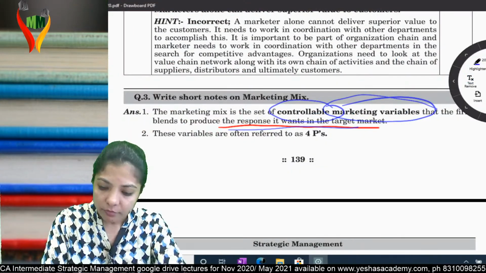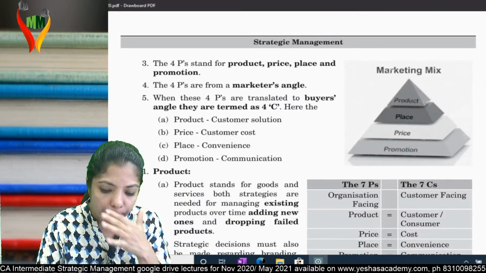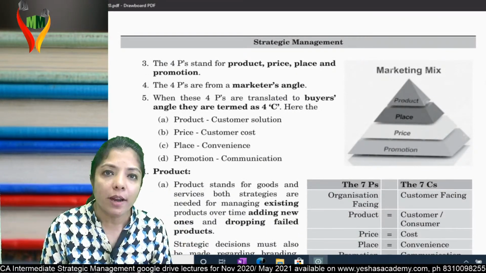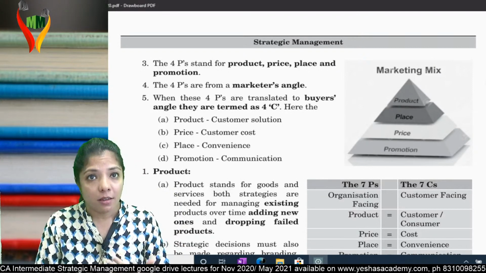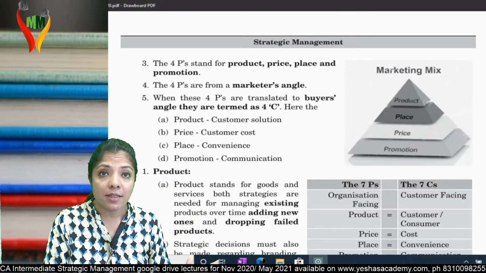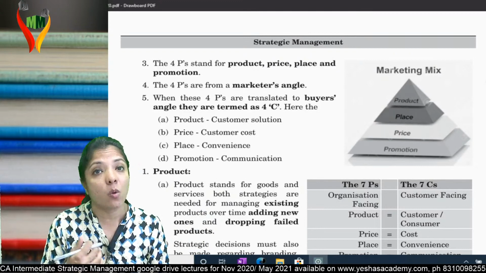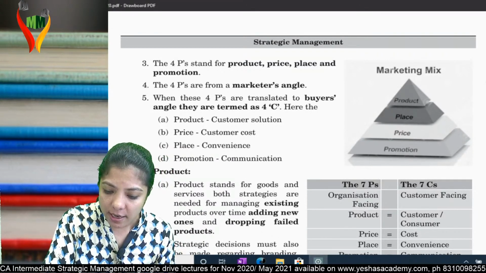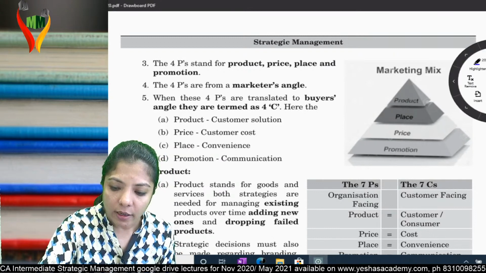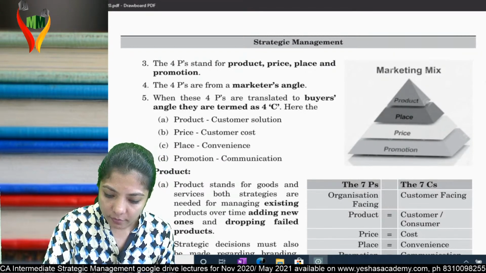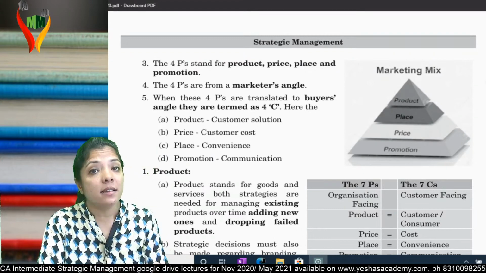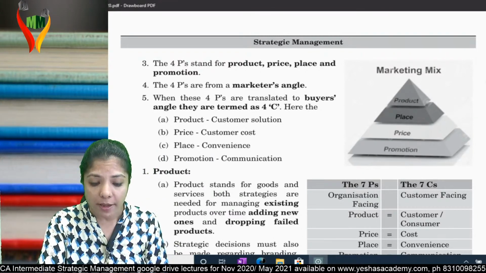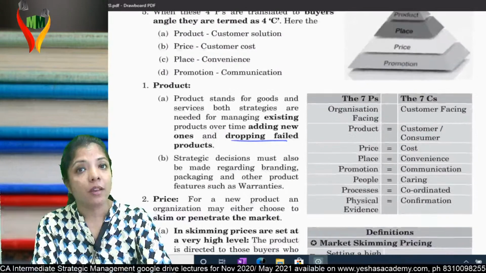So now let's come to product. What is product? What do we do in product? We keep on adding new products, we drop the old products, and we keep on improvising the existing ones also. The product means improvising the existing one, adding new ones and dropping the failed products. Am I clear?